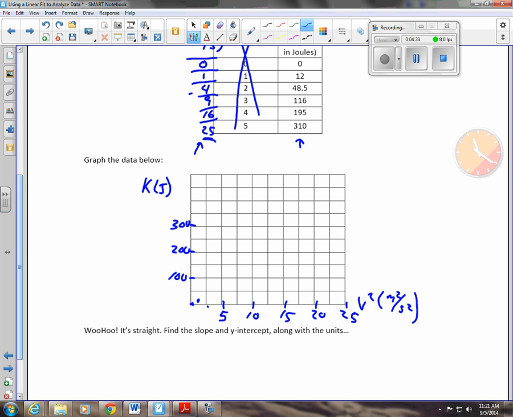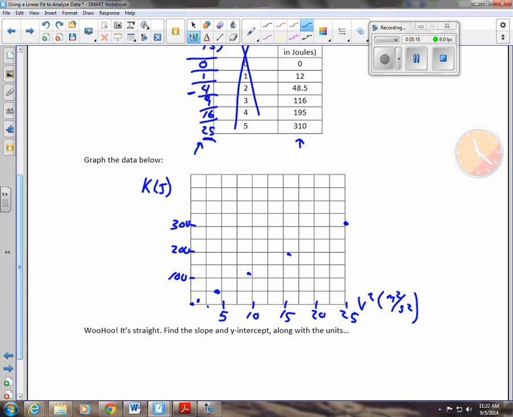Next point is going to be 4 and 48.5. So 4 would be over here, 48.5, just below the 50 line, so something like that. My next one would be 9 and 116. 9 is almost all the way over to 10, 116, so something like that. 16 and 195. 16 is way over here. 195 is up about there. And then my last point is going to be 25 and 310. So 25 and 100, 200, 300, 310, something like that.